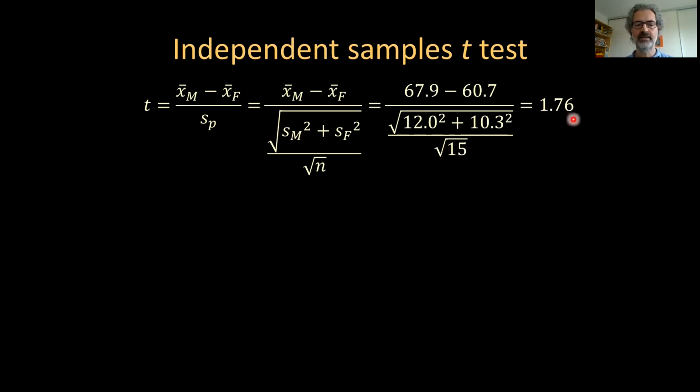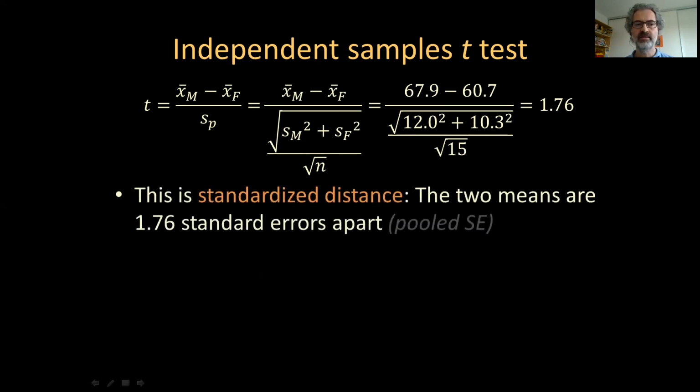This is our t-value, and what it means is that the two means, the mean for vocabulary scores of boys and the mean of vocabulary scores for girls, are 1.76 standard errors apart. And when we say standard errors here, we refer to the pooled standard error that is calculated based on both groups. So here we have a standardized distance of the two means in terms of standard error.